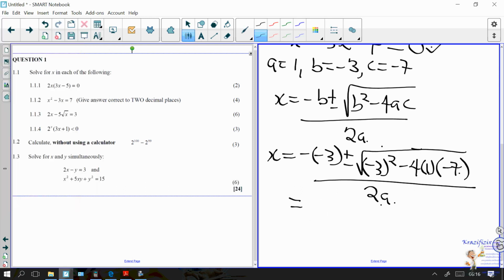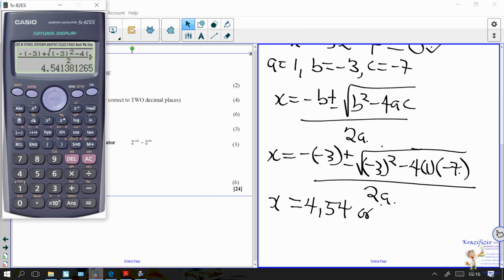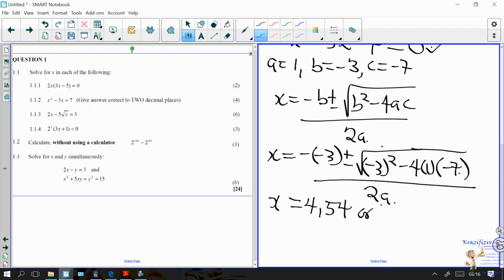x = 4,54, or I go back to my calculator quickly and change my positive sign to negative here, and my answer is -1,54. So x = 4,54 or x = -1,54. This is 2 times 1, and then you have your marks again there.